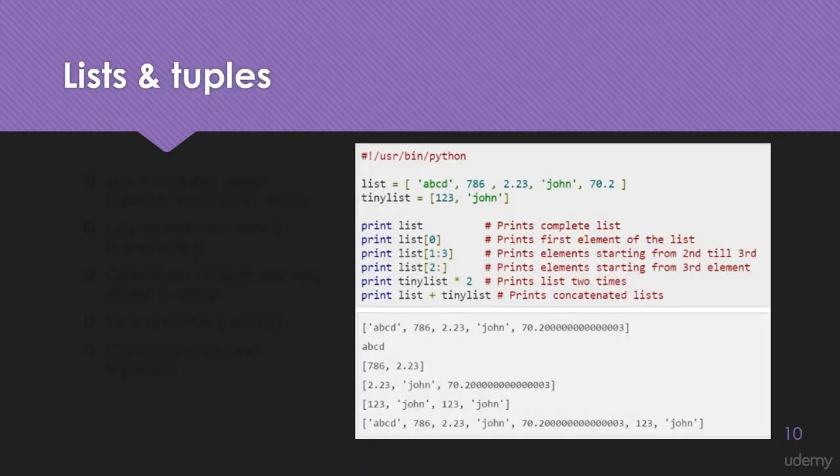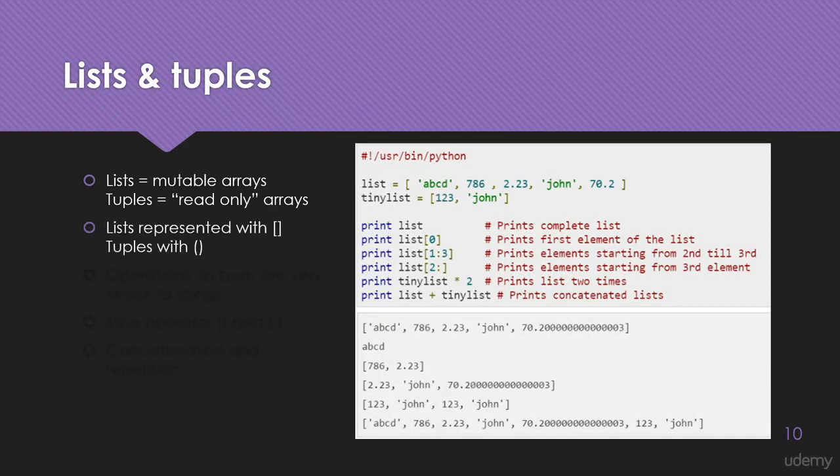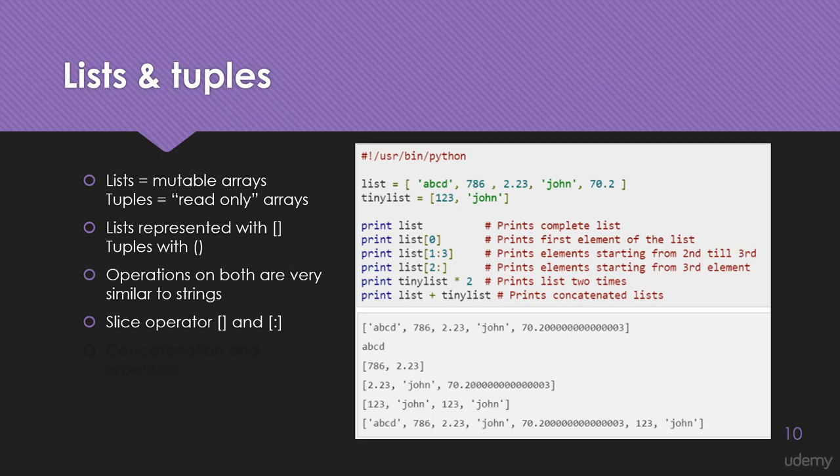Lists and tuples. Lists are mutable arrays, tuples are read-only arrays. Lists are represented with square brackets, and tuples with the round brackets. Operations on both are very similar to strings. There's a slice operator, the colon, and you can concatenate, which is joining multiple lists and tuples together, and also repeat them. You can see again on the right, you have 2 lists, and you can do interesting things like print the first element, print a subset of elements, print the last elements, and join 2 lists together.